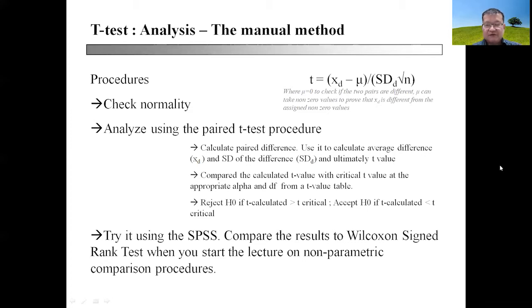Using manual method, refer to the formula on the top right, then you calculate the paired difference and use the paired difference to calculate average difference and the SD of the difference, and ultimately the t-value itself. And once you got the t-value, compare the calculated t-value with critical t-value at the appropriate alpha and degrees of freedom from a t-value table. And based on that, interpret whether the alternative hypothesis or the null hypothesis is accepted based on the t critical value referred from the t table.